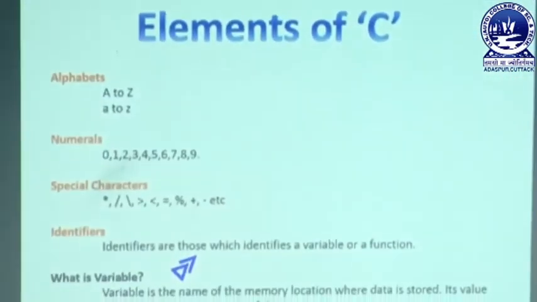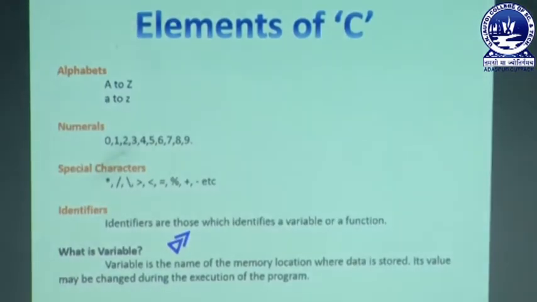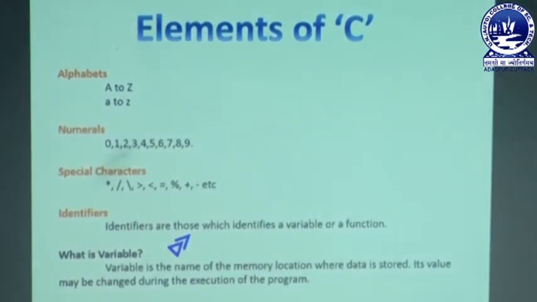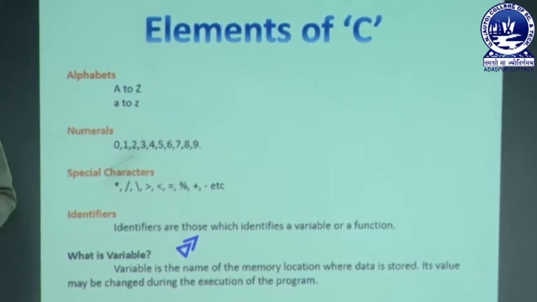Next comes your identifier. You can clearly see what identifiers are. Identifiers are those which identify a variable or a function. That means identifiers describe what a variable or a function is. Here another word is coming which is new to you, that is a variable. So, what do you mean by variable?